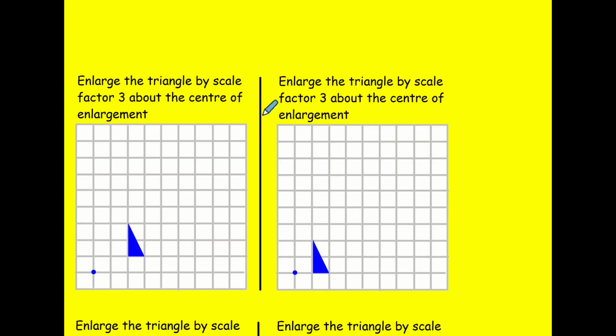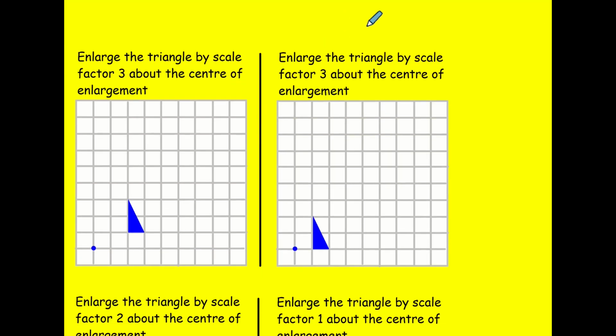Let's do an example to have a go. I'm going to talk about the second method, this idea of using the gradient, and I'll bring in the ray lines at the end just so you see that it works. So example 1: enlarge the triangle by scale factor 3 about the center of enlargement, this little dot here. I'm going to pick a point, and I'm going to count how many I go along and up. In this case, it's 2 and 1. So I'm going to times those by 3.